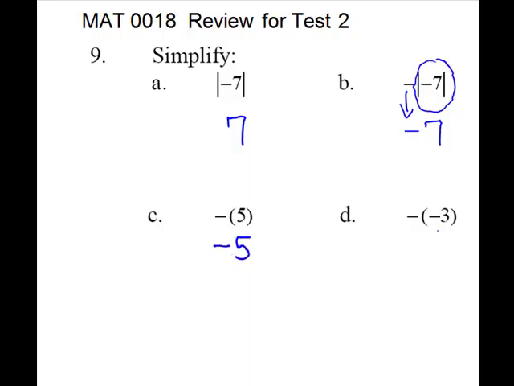And part D, also it's curved. You want to think about those. Is it curved or straight? It's curved. So opposite of whatever's in there, opposite of a negative, makes a positive 3.